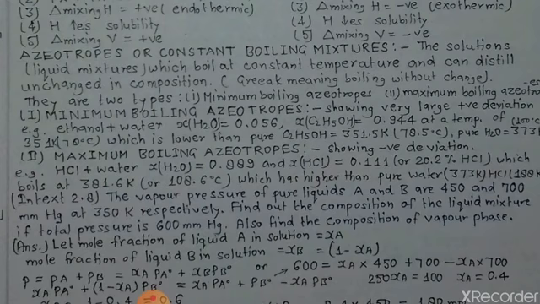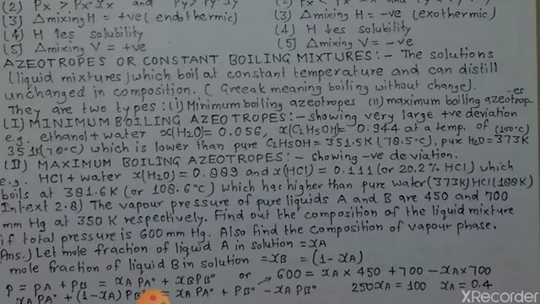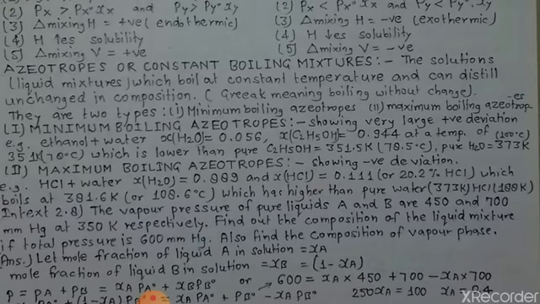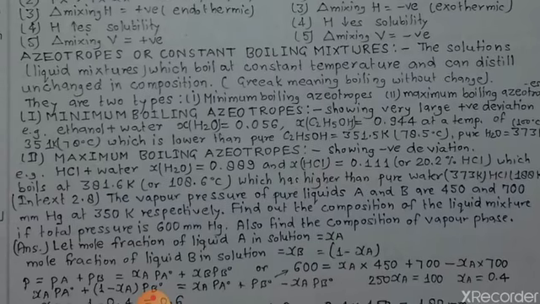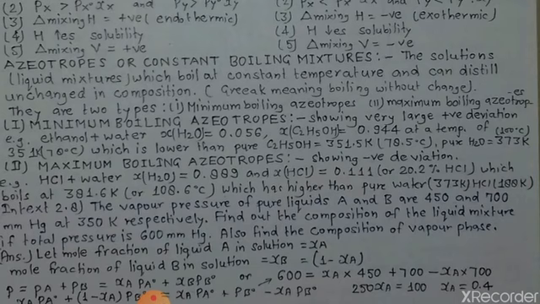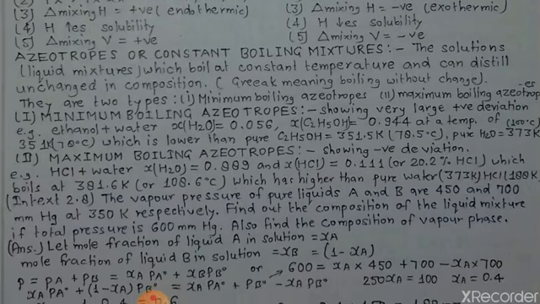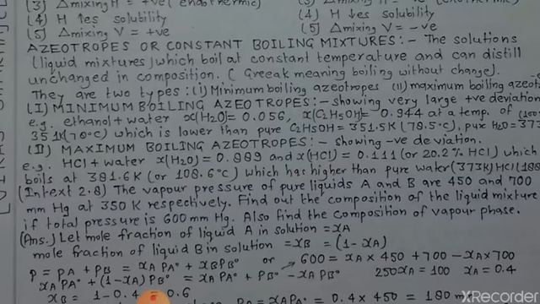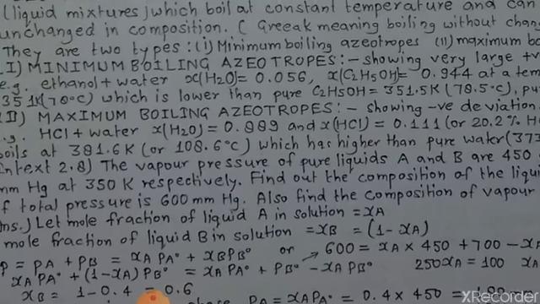The ethanol boiling point is 78 degrees centigrade, and the mixture boils at 78.5 degrees centigrade, and you know the solvent water has a boiling point of 100 degrees centigrade. It means they do not boil at 100 degrees centigrade, they boil at 78.5 degrees centigrade. It is greater than ethanol but lower than water, so it is considered a minimum boiling azeotrope, lower than the solvent boiling point.